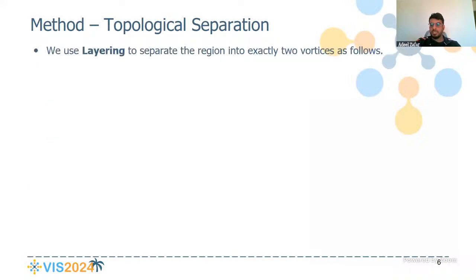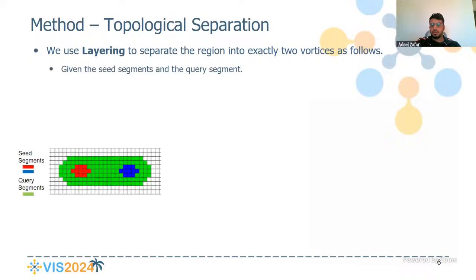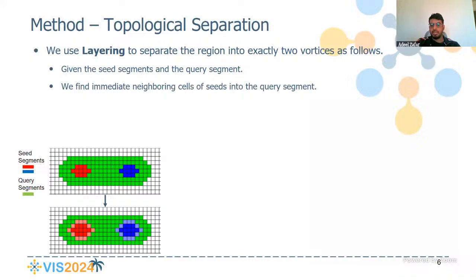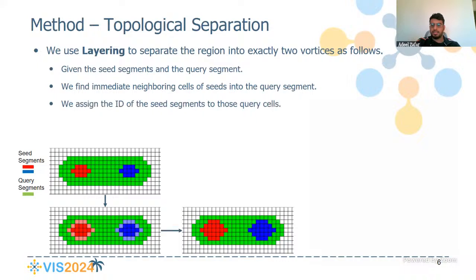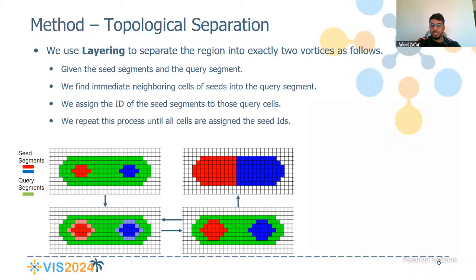Given the joint tree-based segmentation shown in the last slide, we use a step called layering to separate a region into exactly two vortices. I will use a 2D example for ease of explanation. Given a joint tree-based segmentation with two seed segments and a Curie segment, we find the immediate neighboring cells of the seed segments in the Curie segment. We assign those cells the IDs of the neighboring seed segments. This assigns IDs to one layer of cells, hence called layering. By repeating this process, we end up with a region being segmented into exactly two new segments.